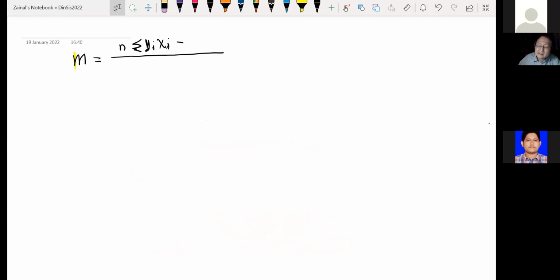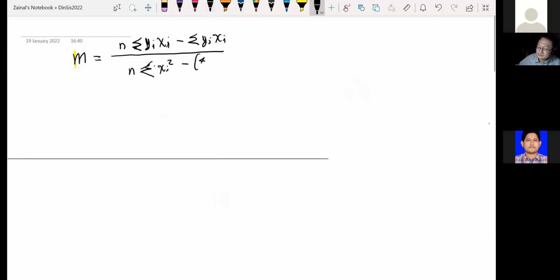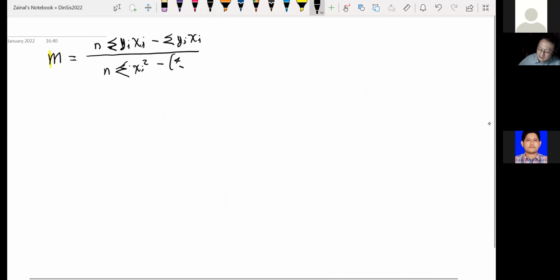Oke, N sigma yi xi minus sigma yi xi and sigma I square minus sigma. Itu pembilangnya ini Pak. Kenapa? Pembilangnya itu minus sigma yi sigma xi. Nah, itu baru benar nih. Ini kalau saya rasa juga gitu.